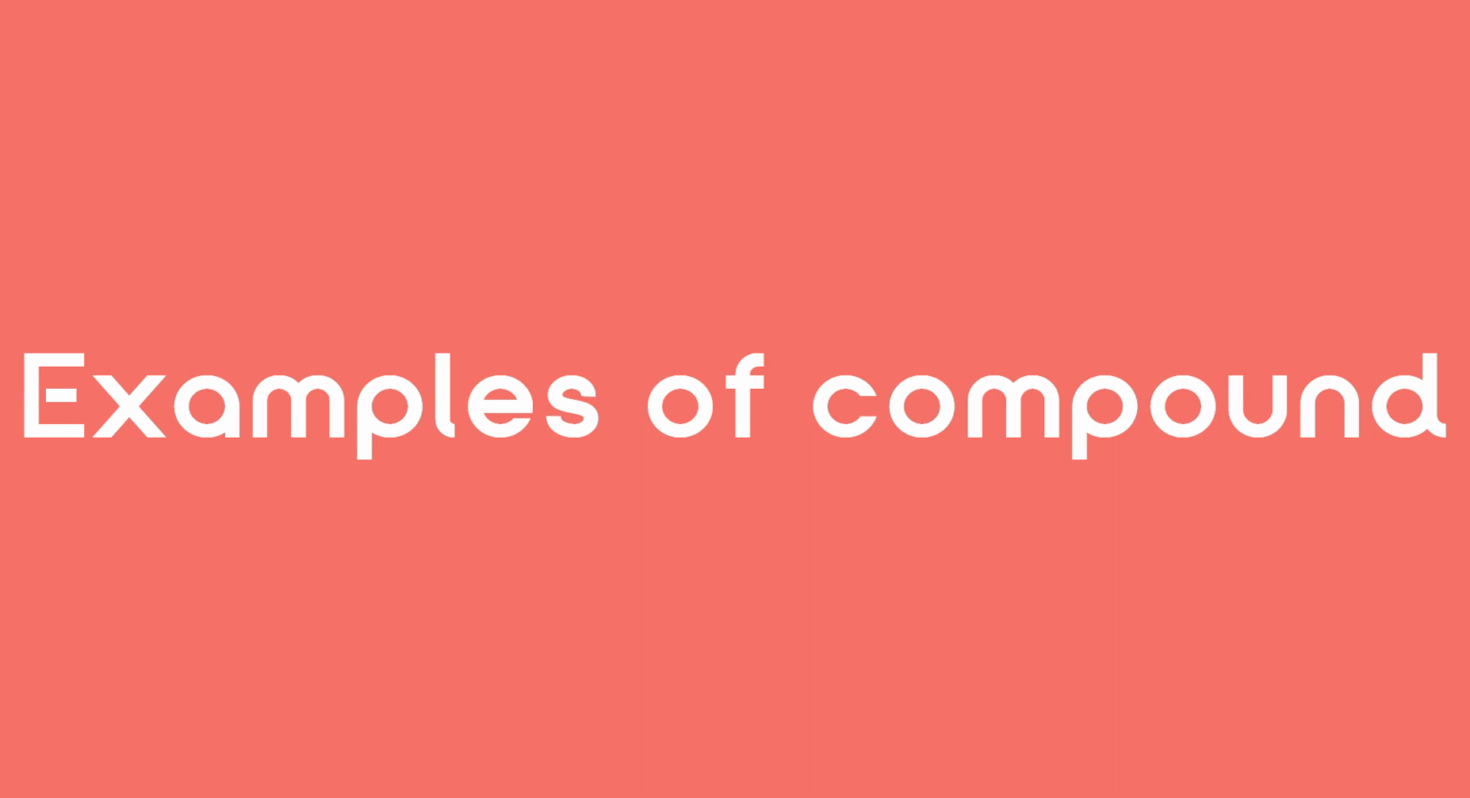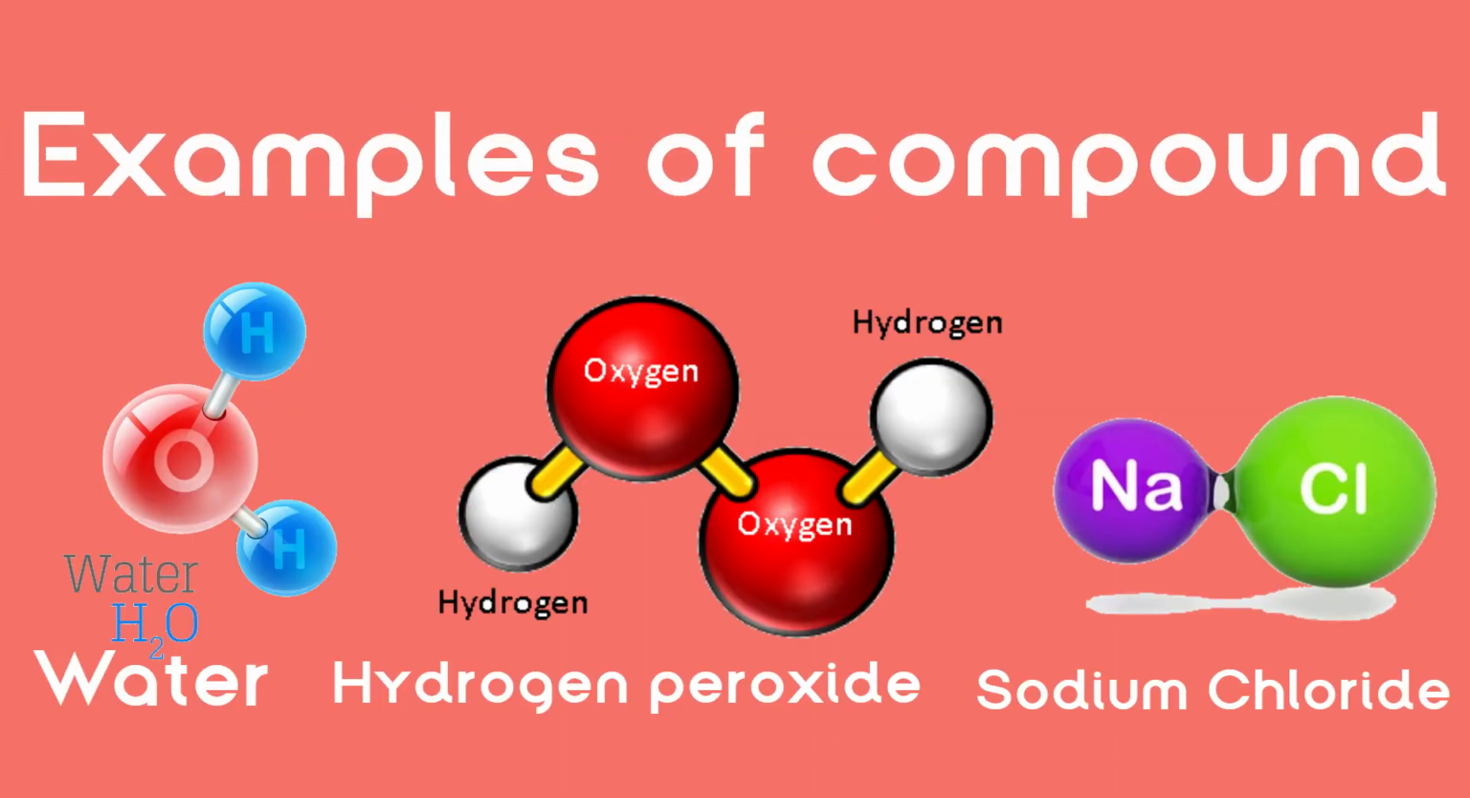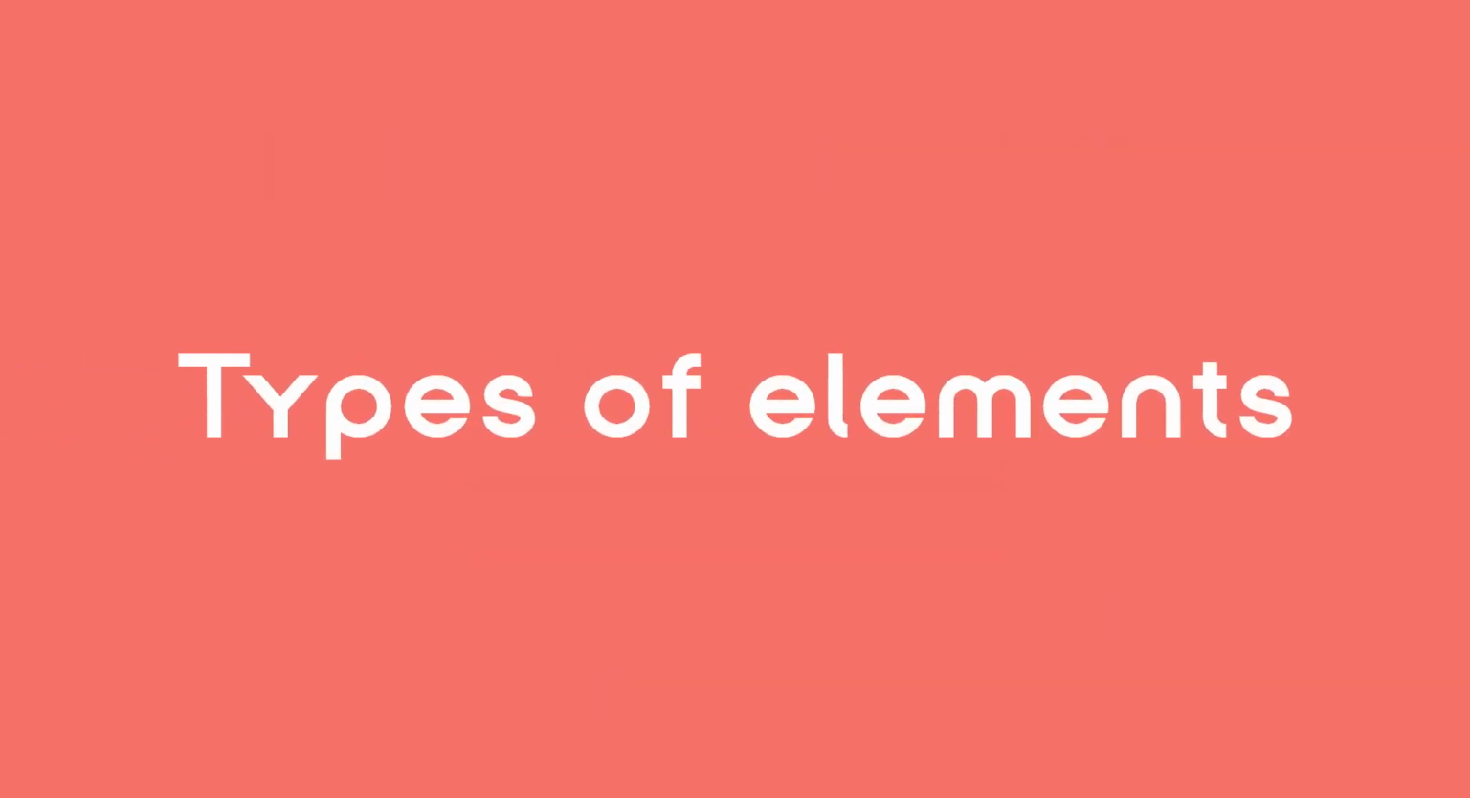Examples of compounds. Examples of compounds include water H2O, hydrogen peroxide H2O2, etc. You could see water's molecular formula and it says it has two atoms of hydrogen combined with one atom of oxygen. In hydrogen peroxide, it has two atoms of hydrogen and two atoms of oxygen. Similarly, an example of salt would be the table salt NaCl, sodium chloride, which has one sodium atom and one chlorine atom.